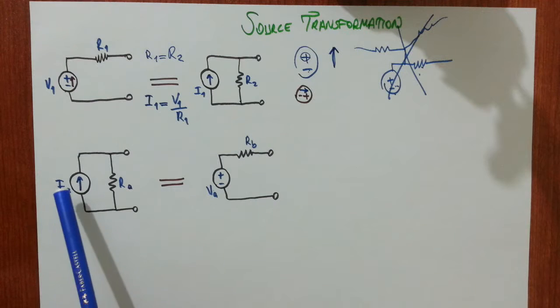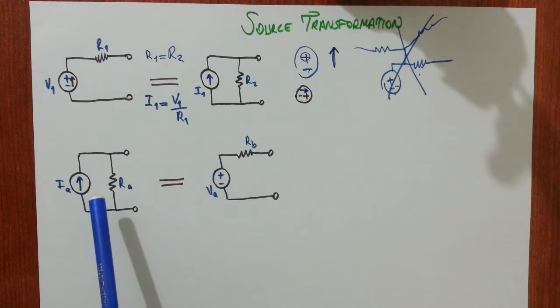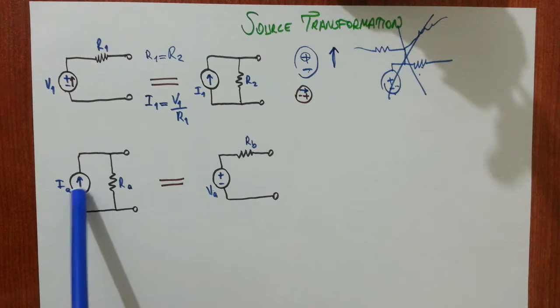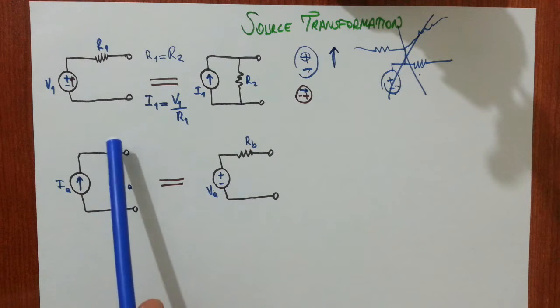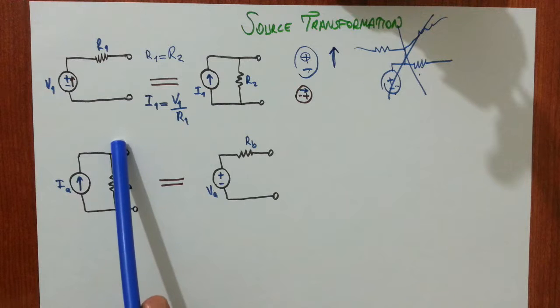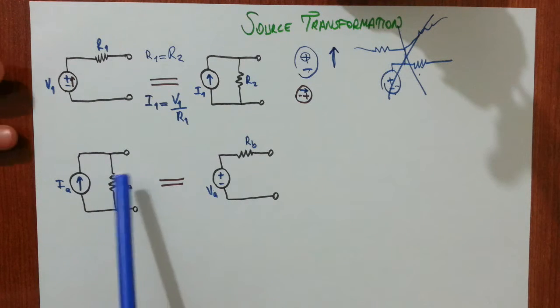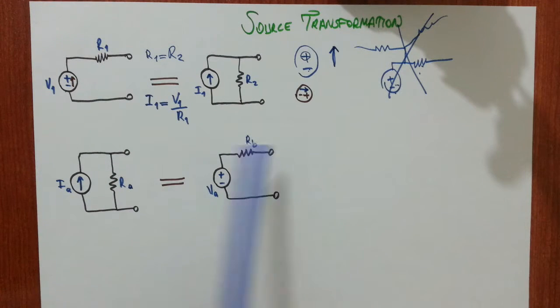Second case, transforming a current source into a voltage source. Source transformation lets you convert this one into a voltage source if and only if you have a resistor in series with the current source. Alright? And when you make the transformation you get a voltage source and a series resistor.